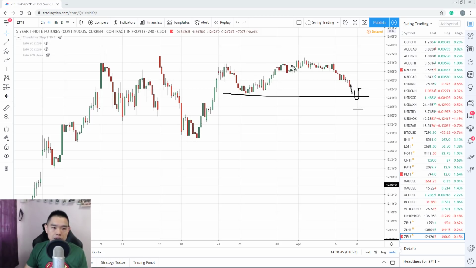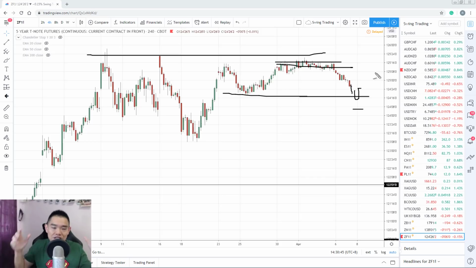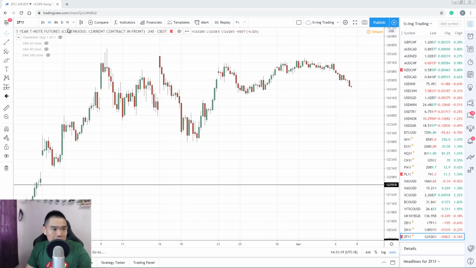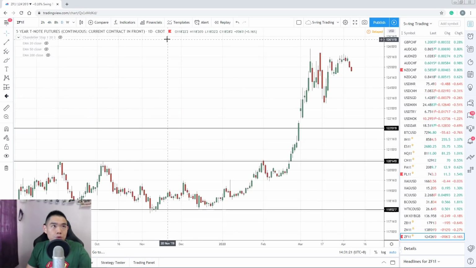Possible targets are at this area of resistance here, and then holding possibly a small portion, maybe half of my position, to see if the price can break above this area of resistance. So this is a couple of trade management techniques that you can use, should the price break out of resistance and you still want to capture a piece of the move and get some kaching out of it. So this one is the 5-year Treasury note futures.